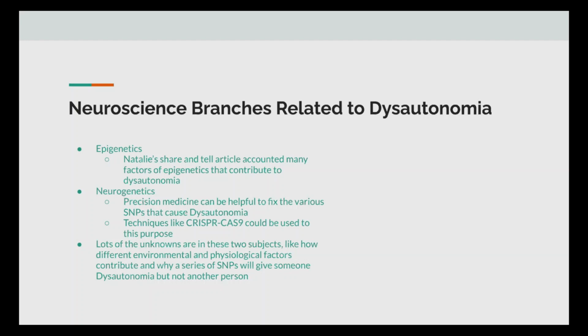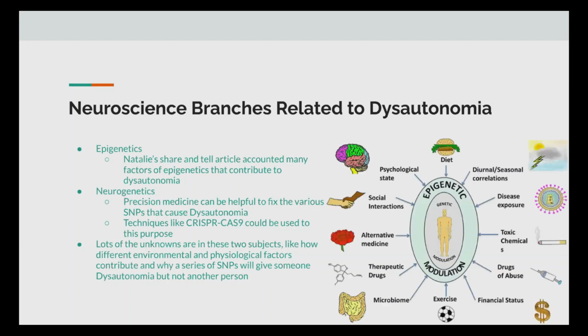In neurogenetics, precision medicine can be helpful to fix various SNPs that cause dysautonomia, but these are still very, very basic treatments. There haven't been trial runs yet. They're so far mostly theoretical. But techniques like CRISPR-Cas9 could be used for this purpose, and also many others. And then there are lots of unknowns in these two subjects, like how different environmental and physiological factors contribute to why a series of SNPs will give someone dysautonomia, but it will not give it to another person. And it's very similar in Alzheimer's disease in this matter, because a series of SNPs that gave someone Alzheimer's disease did not give it to someone else.